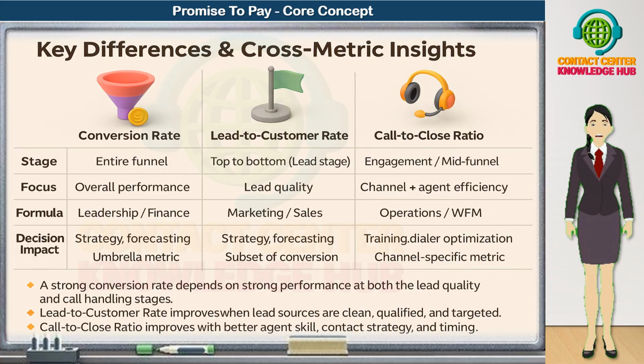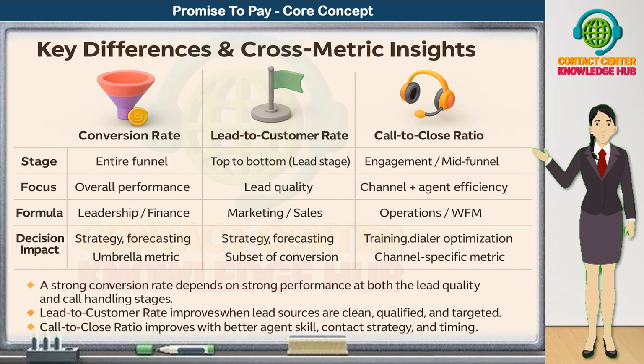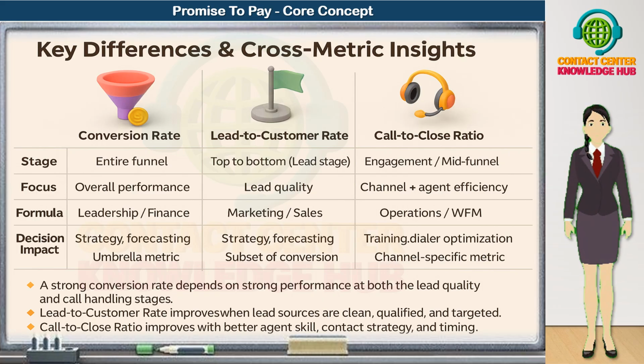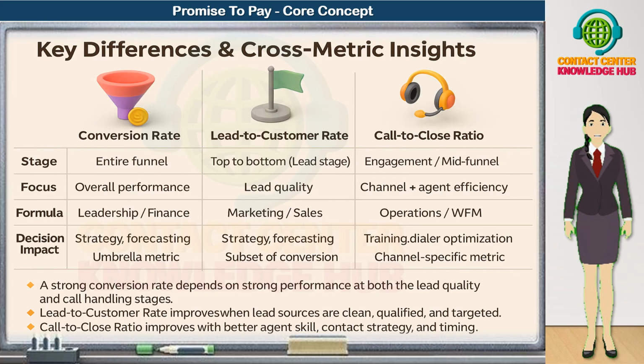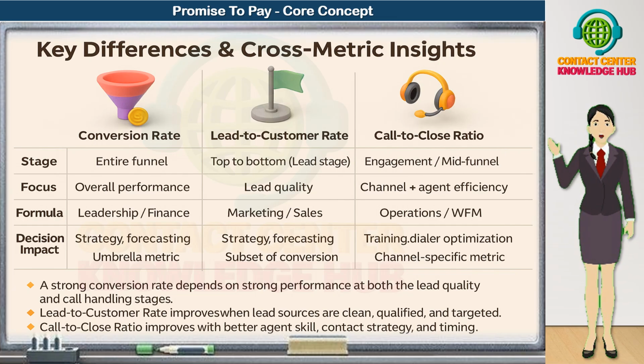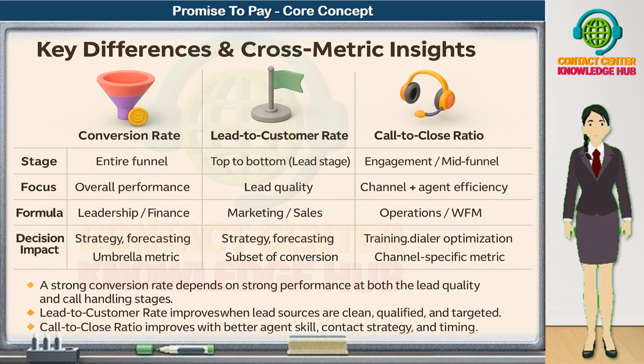Let's now bring everything together by looking at the key differences and cross-metric insights between conversion rate, lead-to-customer rate, and call-to-close ratio. Although these metrics are connected, each one plays a unique role inside the funnel. Conversion rate reflects performance across the entire funnel, from the very first lead to the final outcome. It focuses on overall performance and is typically used by leadership and finance teams for strategy and forecasting. Think of it as the umbrella metric. It gives you the big picture view.